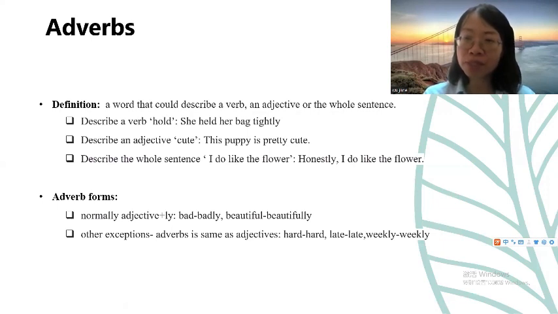There are some exceptions as well in our normal life. For example, Group A just asked a question about number 3, hard. Actually, hard can be used both as an adjective and an adverb. Same thing with late. Similarly, we have some other frequency words like weekly that can be used for both forms.